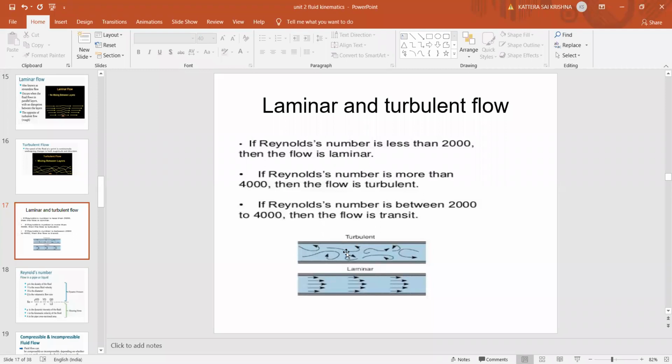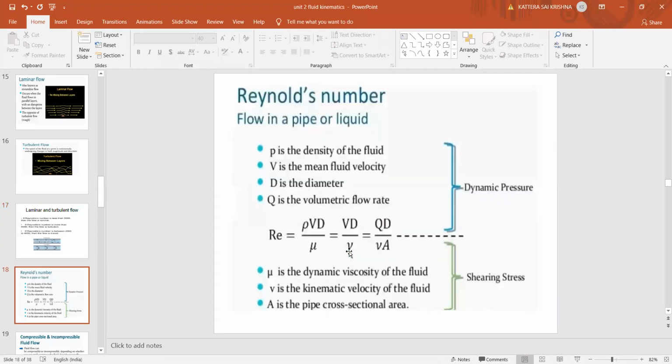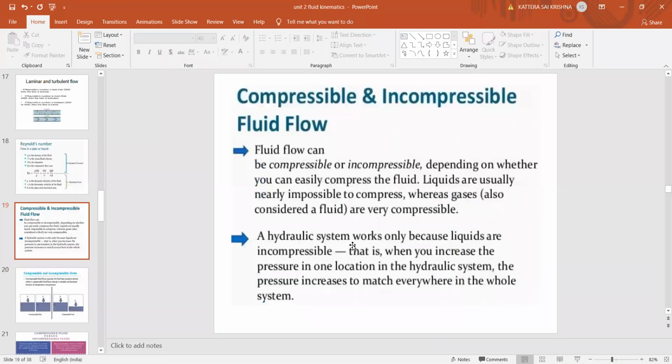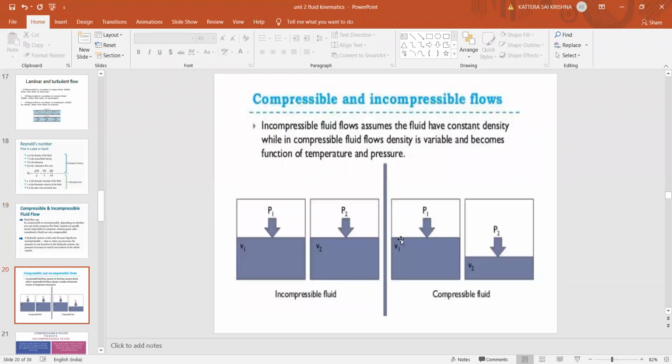So next we have the next type of flow, that is compressible and incompressible fluid flow. First, we should know that some fluids can be compressed and some fluids cannot be compressed. For example, liquids cannot be compressed and gases can be compressed. So there is a main difference. Compressible will come under only gaseous states. In liquids we cannot see that. So, compressible and incompressible flow.